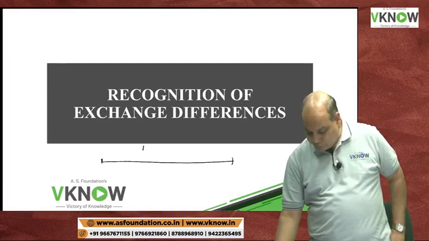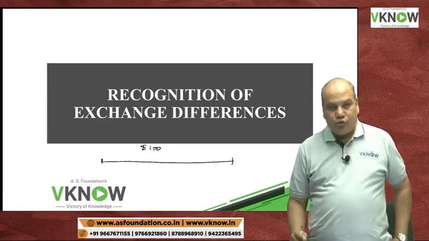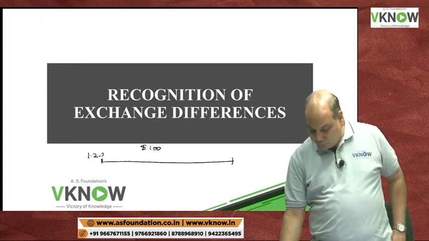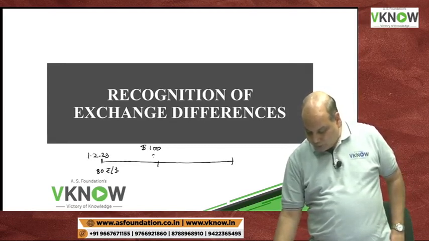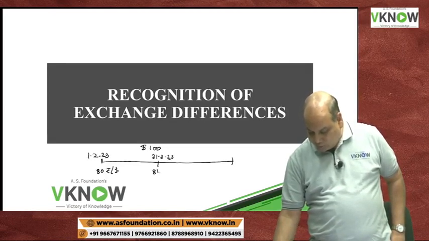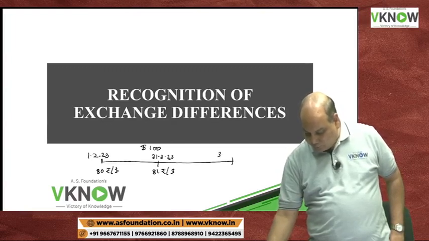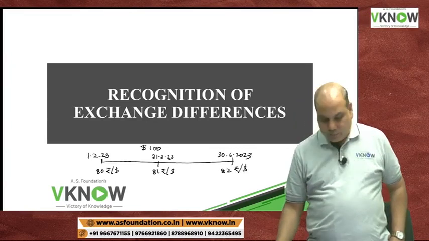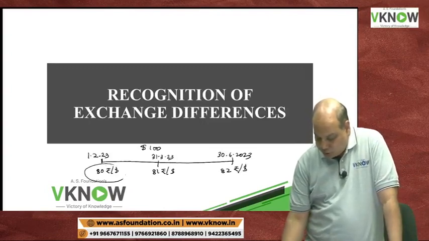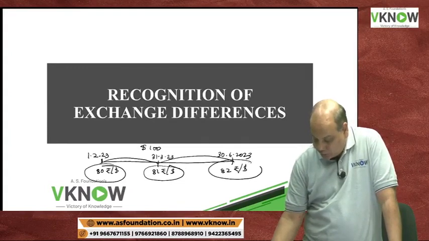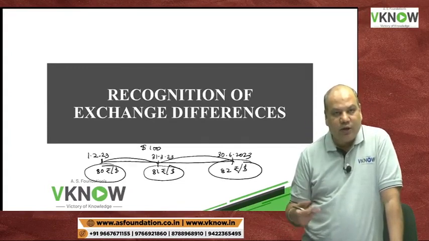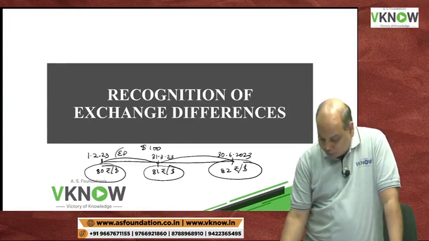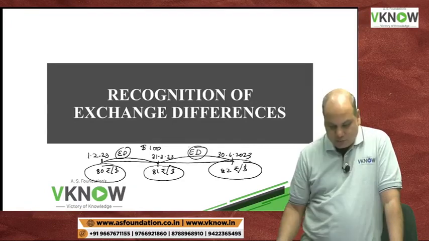Suppose there is a sale of $100, goods sold $100 on 1st February 23. The rate may be 80 rupees per dollar. Then balance sheet date, the rate may become 81 rupees per dollar. And finally, when you collected the payment, the rate was 82 rupees per dollar. So first you will record at 80, then you will record at 81, then you will realize at 82. This can also happen with your creditor and loan, etc. So exchange difference is getting recognized here.